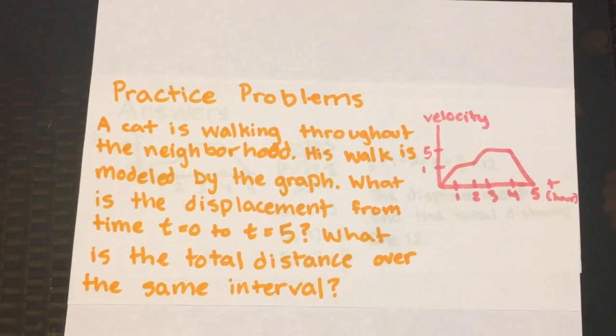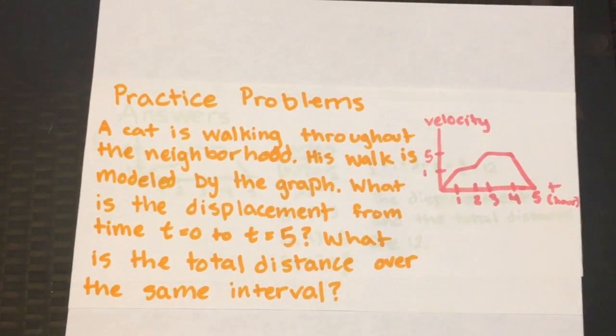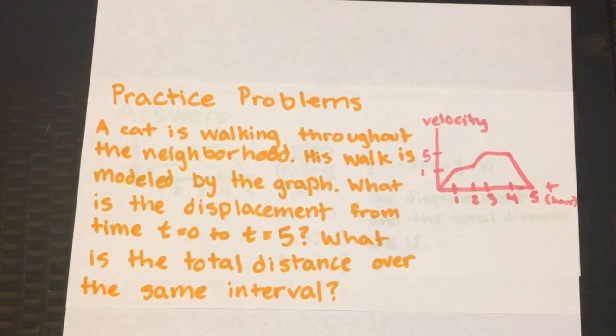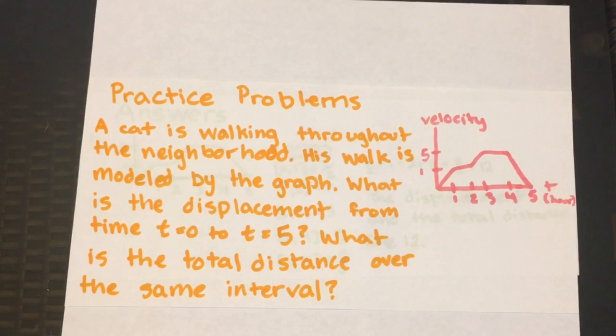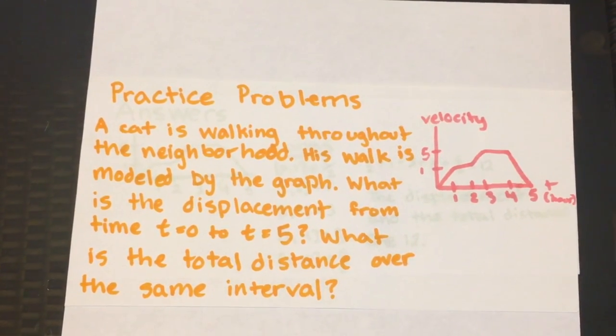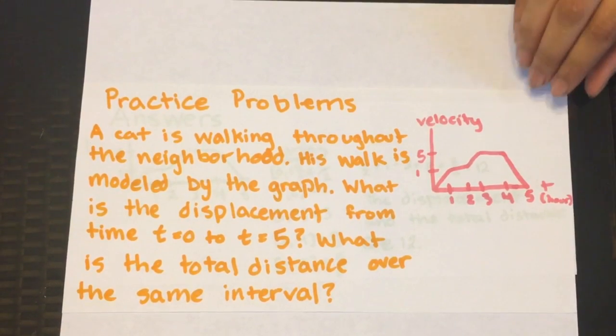Practice problems. A cat is walking through a neighborhood. His walk is modeled by the graph. What is the displacement from time t equals 0 to t equals 5? What is the total distance over the same interval? So in this case, you were given a graph instead of a function, so you're going to solve it a different way.